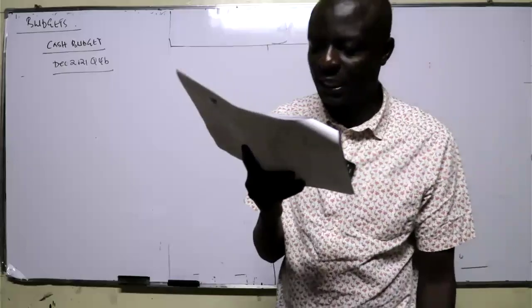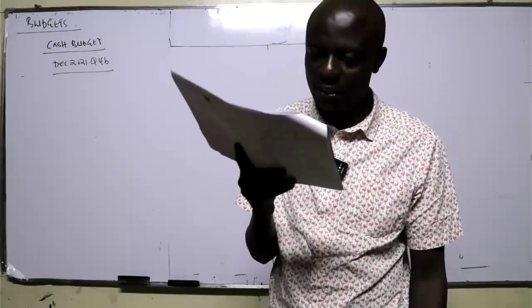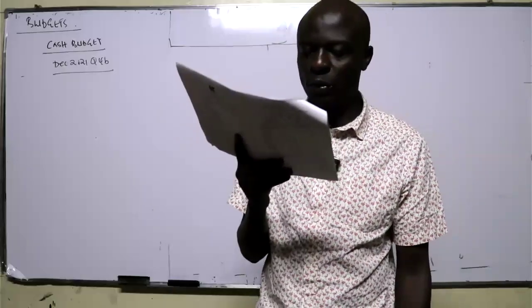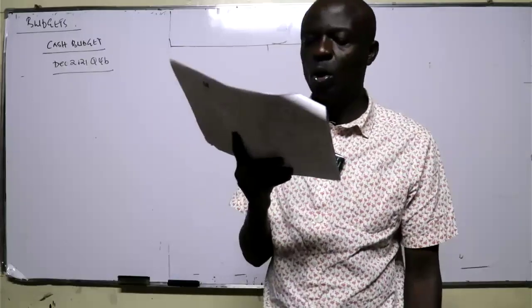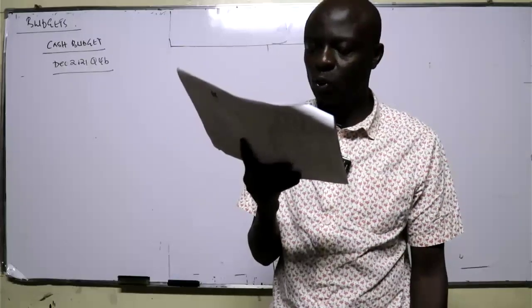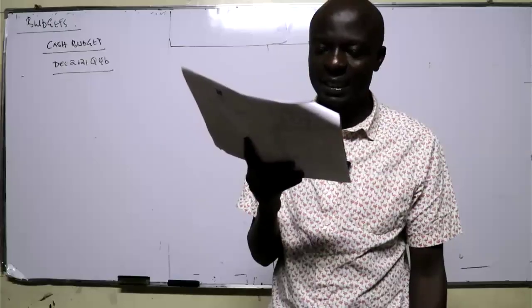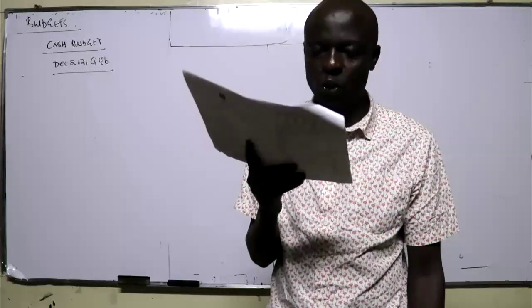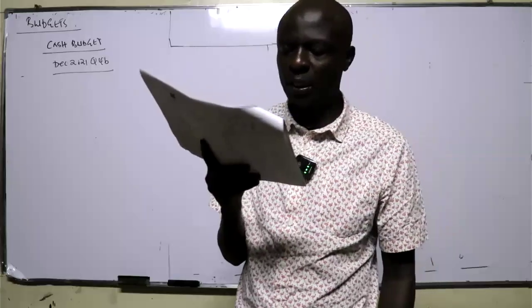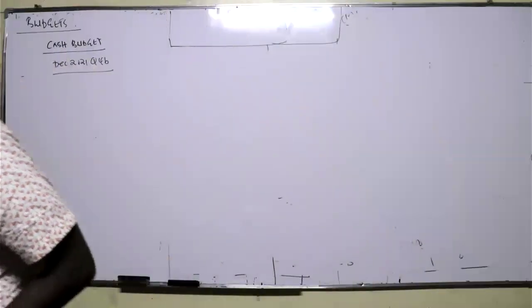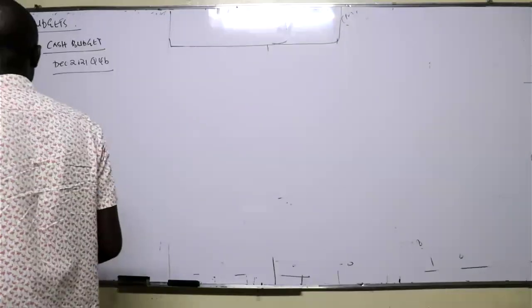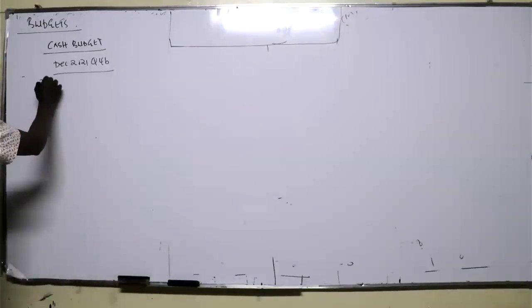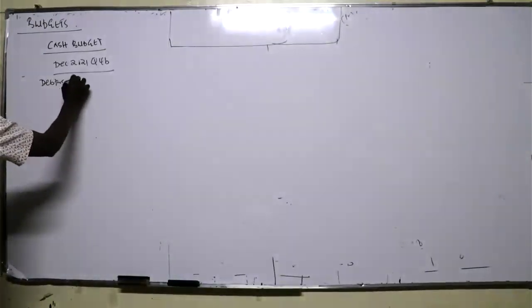And 70% of debtors pay within 1 month and receive 2.5% cash discount, while the remaining debtors pay within 2 months without a discount. So it means all the sales are on credit, and you have been told how the payments are going to be made. So we're going to come here with the debtors schedule.